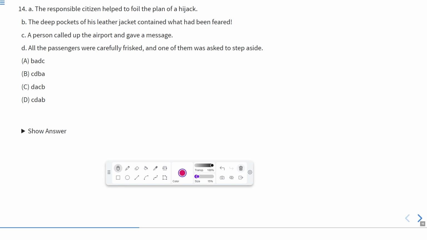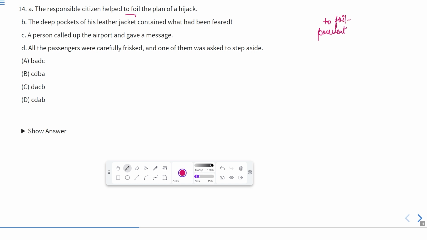Now, you know well that hijack is when some bad people make hostage of all the passengers of a plane, in an airplane. Now, help to foil means to prevent. Okay, to foil means to prevent, first of all. So this is the meaning of to foil.